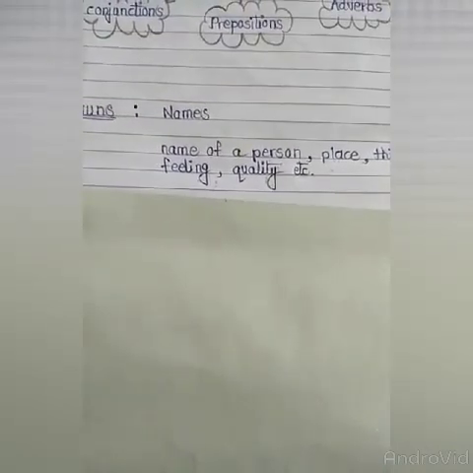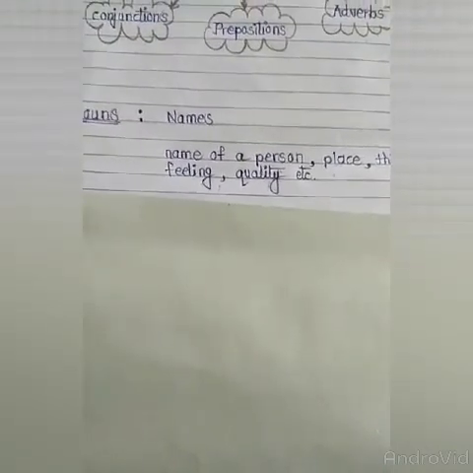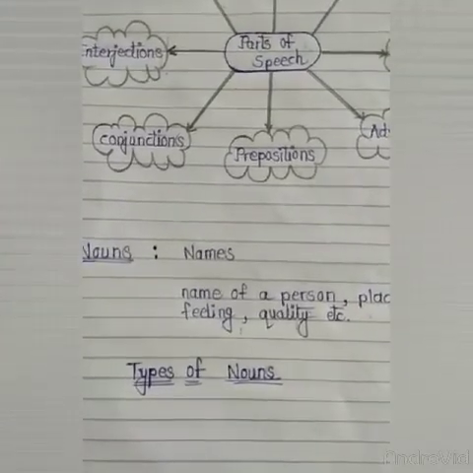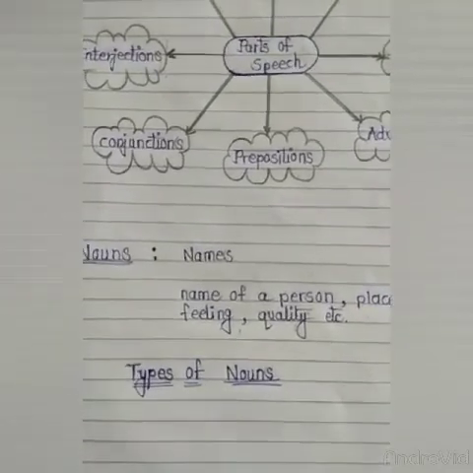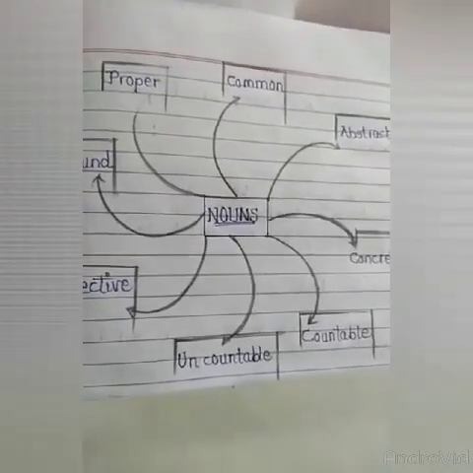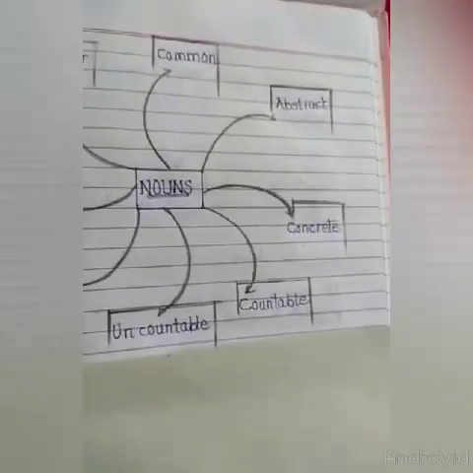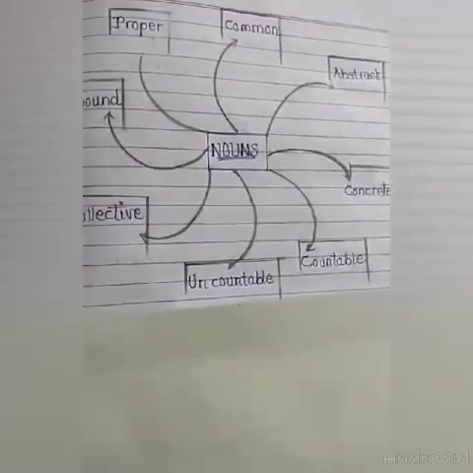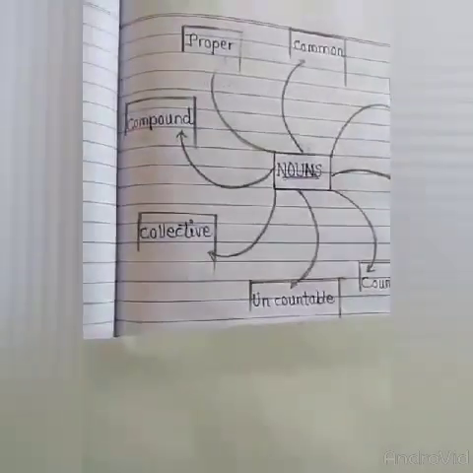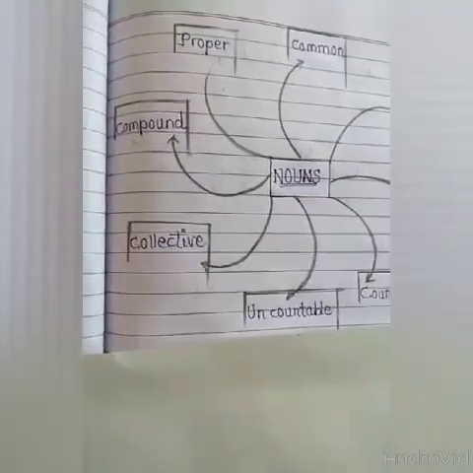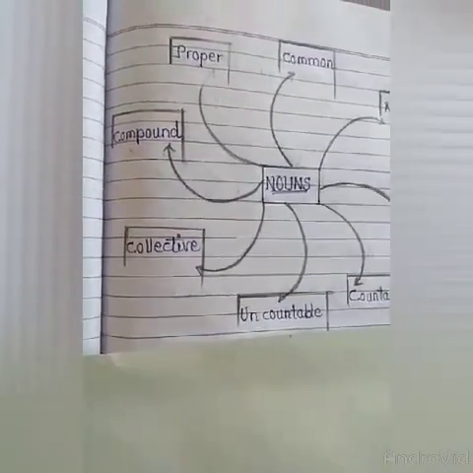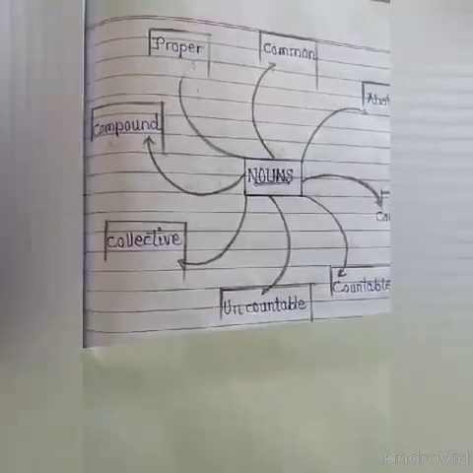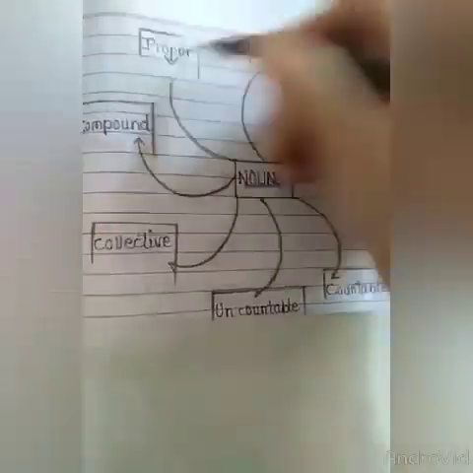Do you know students, there are several kinds of nouns in English. So let's see the types of nouns. They are as follows: proper noun, common noun, abstract noun, concrete noun, countable noun, uncountable noun, collective noun and compound noun. So let's see all nouns one by one in detail. First start with proper noun.